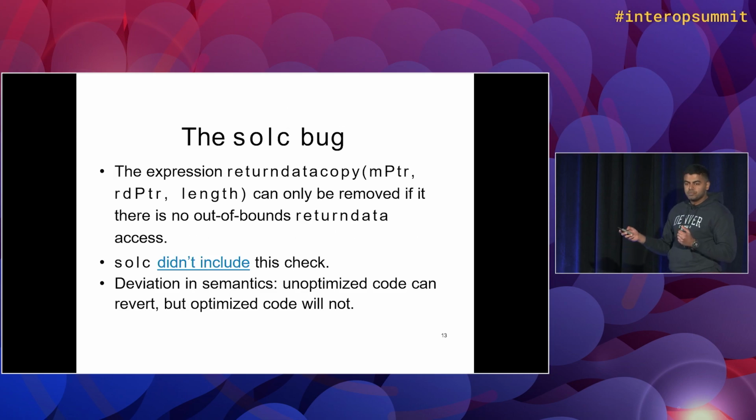So this can only be removed if there is no out-of-bounds read in the return data access. And it turns out that one of the implementations in Solidity actually did not care about this out-of-bounds case. So there would be a deviation in the semantics where the unoptimized code can revert, but the optimized code will not revert because we just removed something that would have reverted.